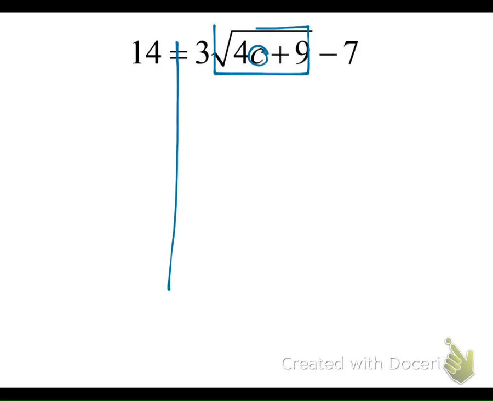So I'm going to box all that. Now I box all of that because I have to get that by itself. So I'm going to have to use PEMDAS backwards to get the box, or the square root, by itself. So if I'm using PEMDAS backwards, what do I get rid of first, Kaylon?